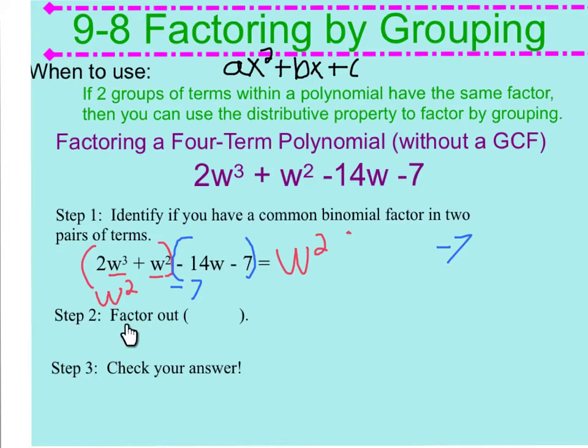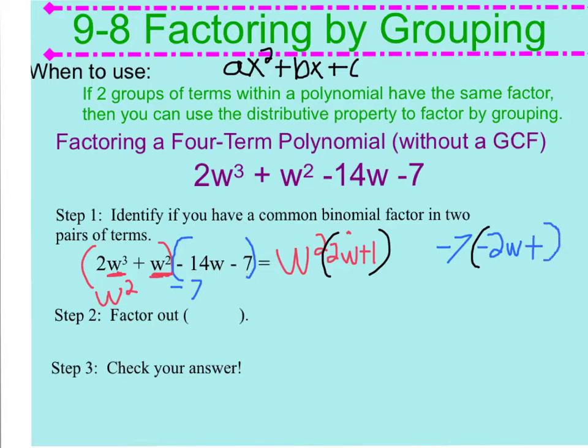The next step is to actually factor it out. So here's what I'm going to do. If I take a w squared out of this, what I end up with is a 2w. And if I take a w squared out of this, I end up with a plus 1. Next, I can move on to my other parentheses. If I take a negative 7 out of here, negative 14 divided by negative 7 gives me a negative 2w. And negative 7 goes into negative 7 one time.